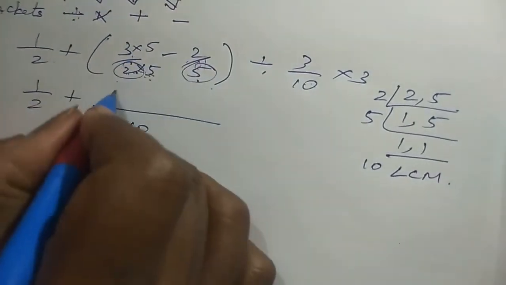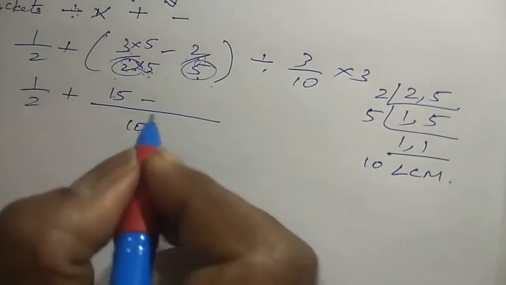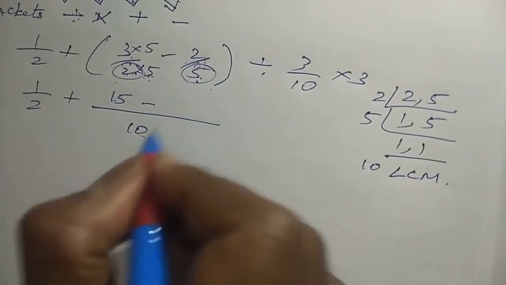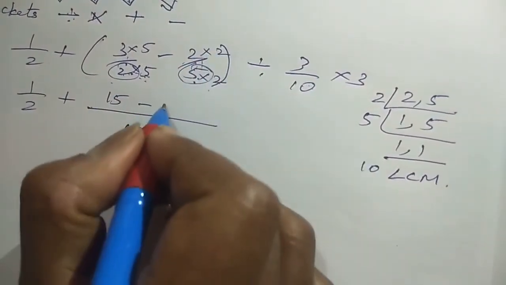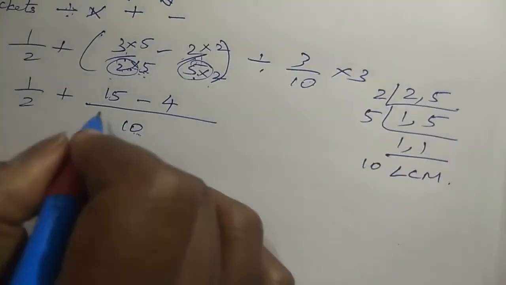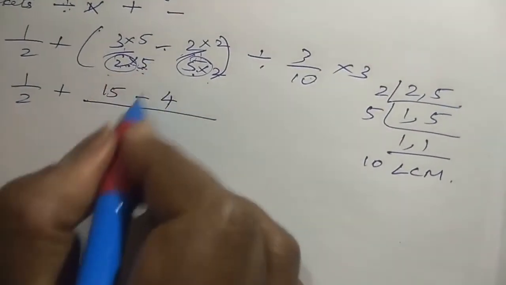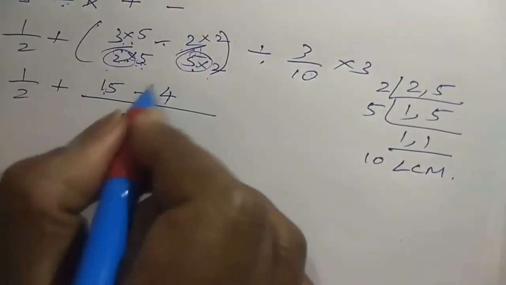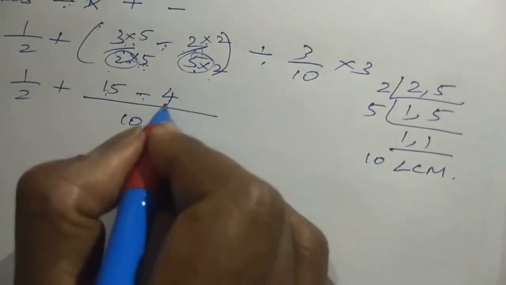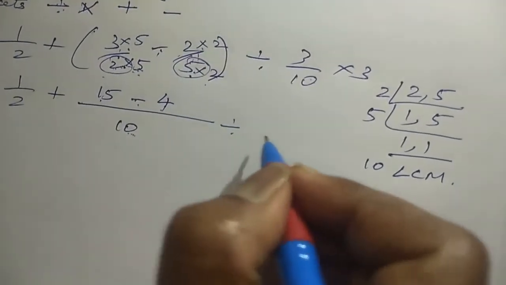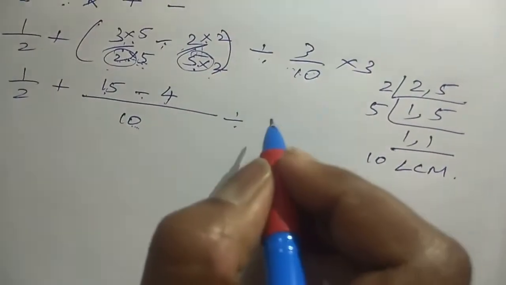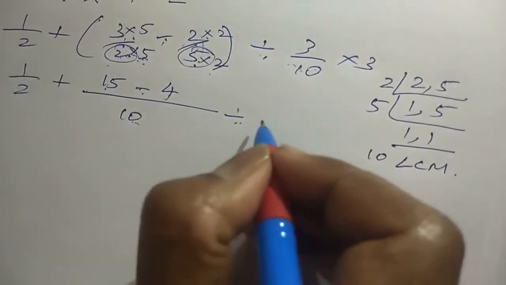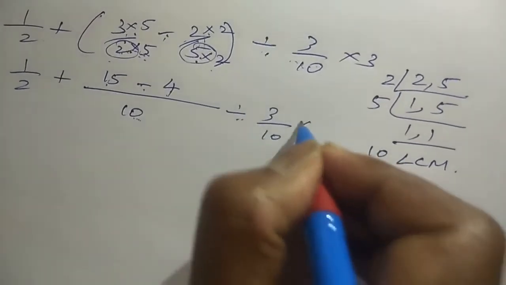So 3 fives are 15 minus. Here we get 10 as the denominator, since 5 twos are 10. Here 2 twos are 4. So it is 15 minus, and we are getting 4. This minus is minus here. So 15 minus 4. Yes, and we will have division here. The given question has division, so it is division here. So it is 3/10 into 3.